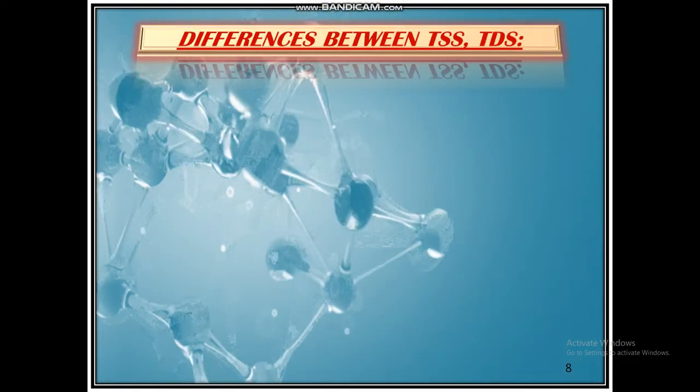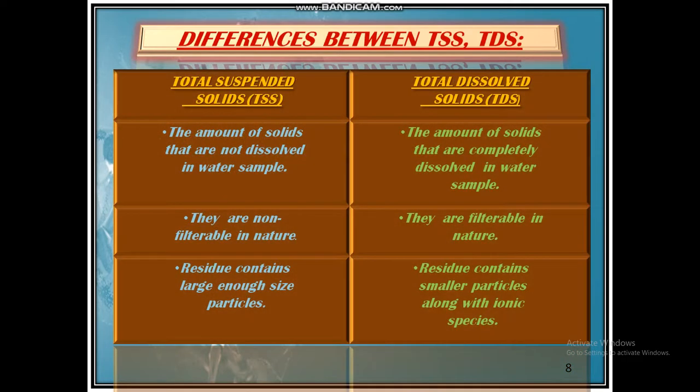Differences between total suspended solids and total dissolved solids. Let's have a look at them. Total suspended solids are the amount of solids that are not dissolved in water sample, whereas total dissolved solids are the amount of solids that are completely dissolved in water sample. Total suspended solids are non-filterable in nature, whereas total dissolved solids are filterable in nature. Total suspended residues contain large enough size particles, whereas total dissolved residues contain smaller particles along with ionic species.